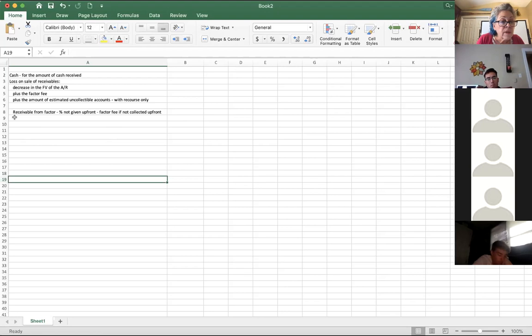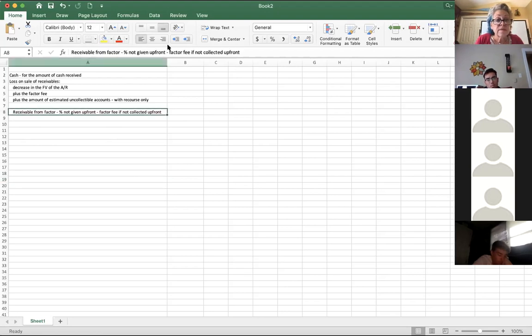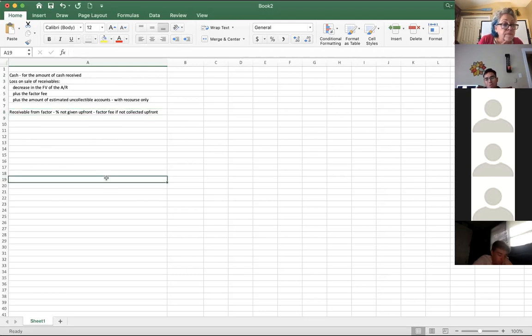Is that receivable from factor a credit or debit? It's a debit, because a receivable is an asset and we're going to be increasing an asset. So your cash is a debit, your loss is a debit, and your receivable from your factor is a debit. Okay, thank you. You're welcome.